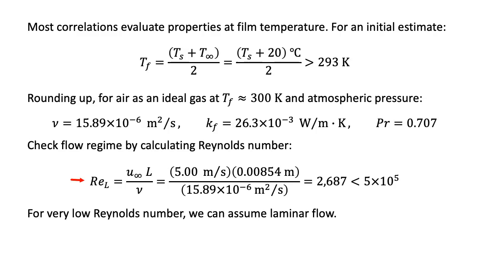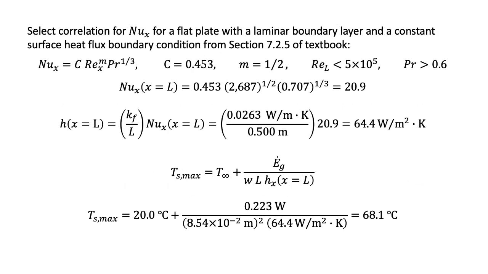Next, we check the flow regime by evaluating the Reynolds number. We find that the value is very low and the flow is definitely laminar. For this laminar flow, we can use a correlation that is derived from the Blasius solution and the modified Reynolds analogy. Plugging in values, we get a Nusselt number of 21. From the definition of the Nusselt number, we get a convection coefficient of 64 watts per meter squared Kelvin. Finally, we get a maximum surface temperature at the end of the plate of 68 degrees Celsius.